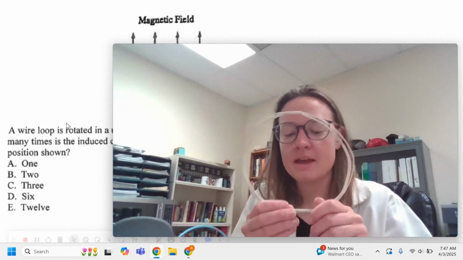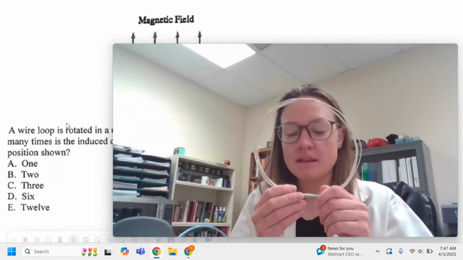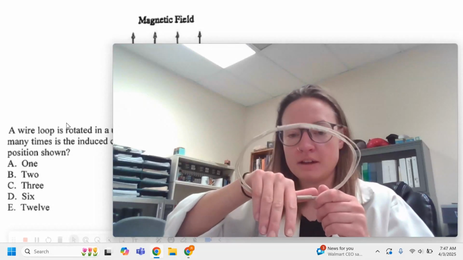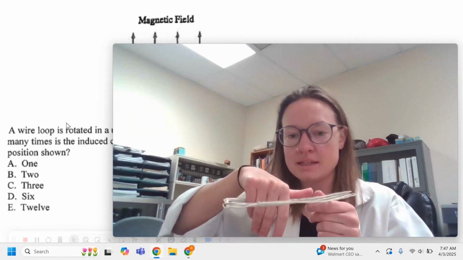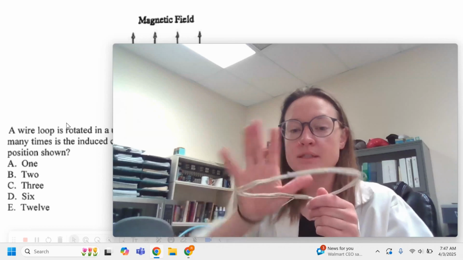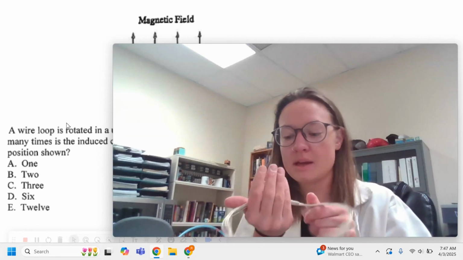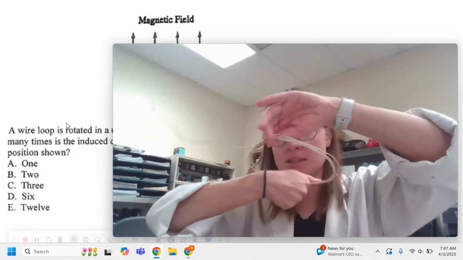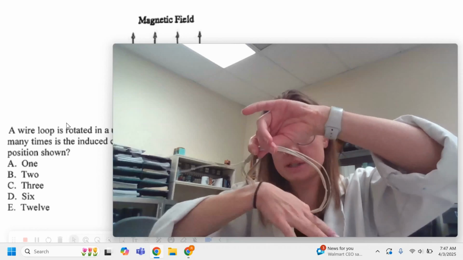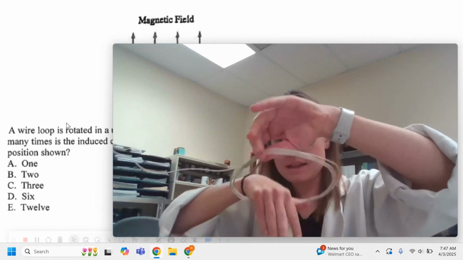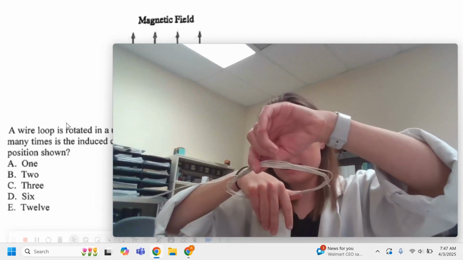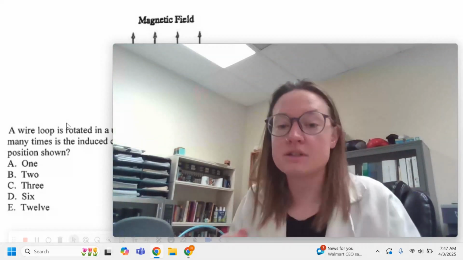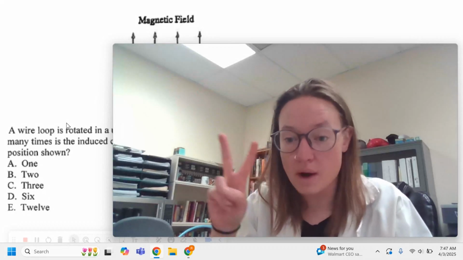Okay, here's what we see. First, the flux going up is increasing, so it will create a flux going down. Then when it gets to here, now the flux going up is decreasing, so it's going to flip. Then as it gets to here, your thumb is going to stay pointing the same direction like this, but now your fingers are pointed this way. Then as it gets to here, you change direction, and so the current changes direction twice.